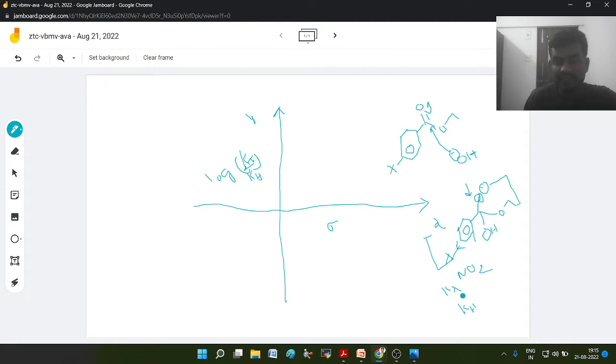So the sigma value will be for a nitro group, let's say around here, and the log of Kx by Kh will be high. So I will get a point here.